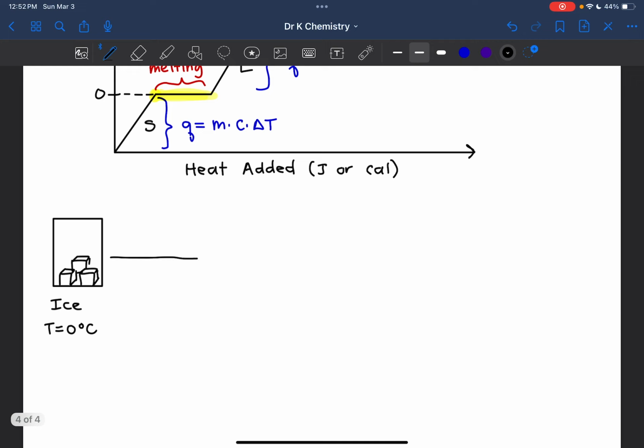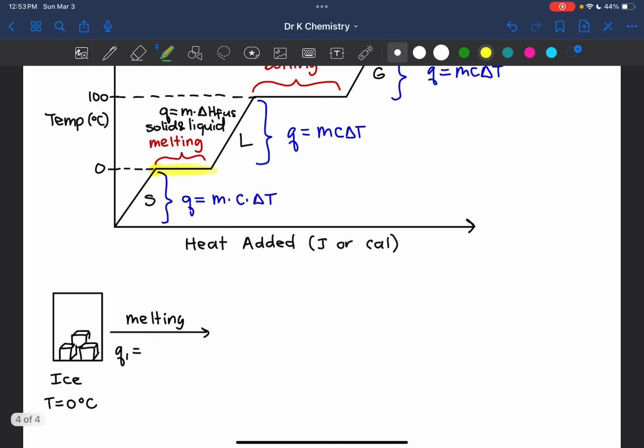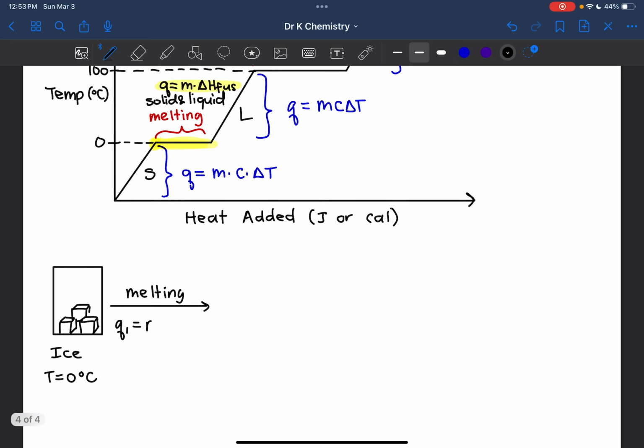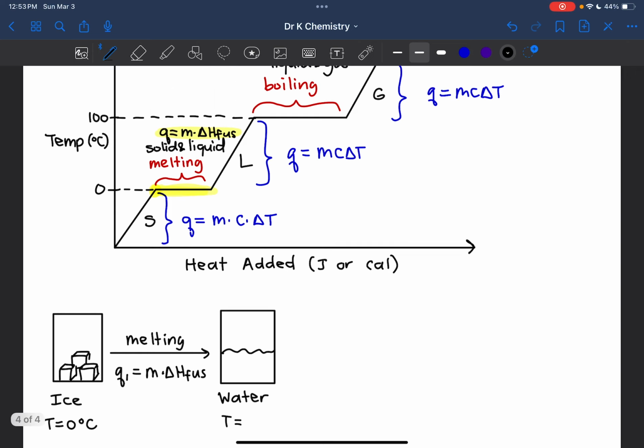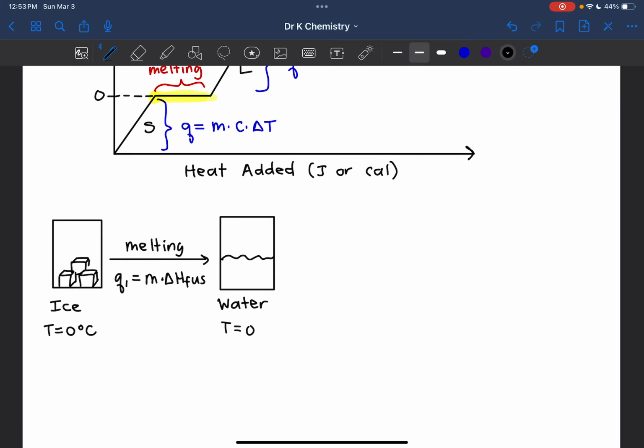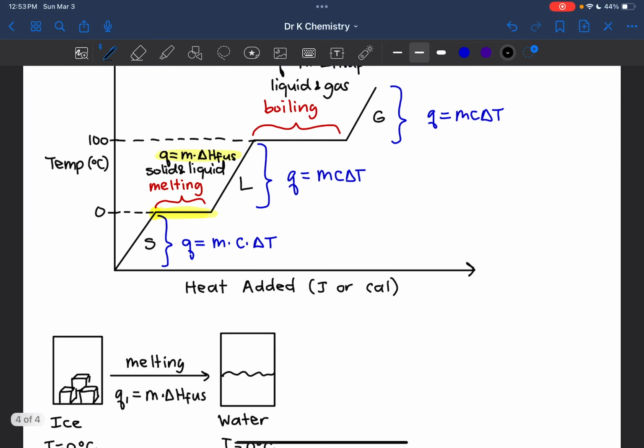And I'm just going to draw that right here. So here we have the melting process. I'm going to call that Q1. That's the first thing we're doing. And during the melting process, this is the equation that we are using. So for Q1, we will have mass times the heat of fusion. And then I'll doodle myself another picture where that ice has been melted into water. So now we have water. And notice that during the melting process, there is no change in temperature. So that water is still at 0 degrees Celsius. It has not changed the temperature.